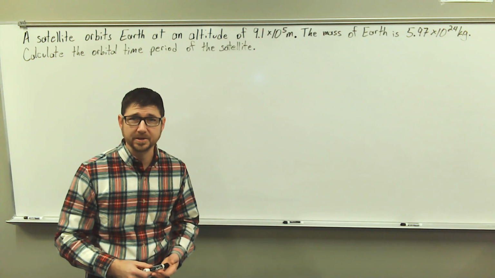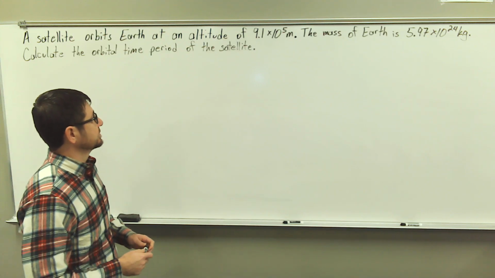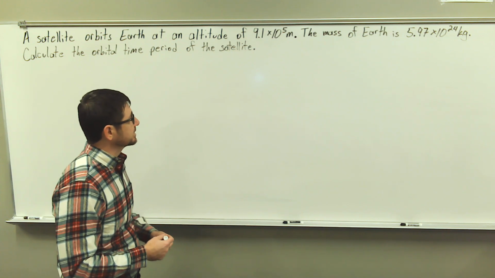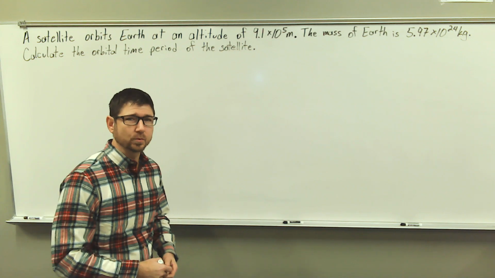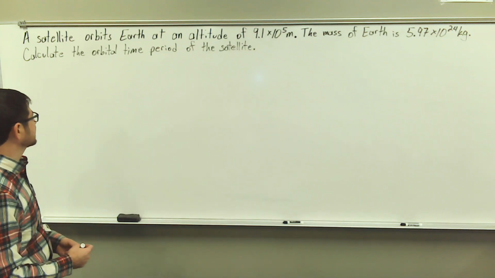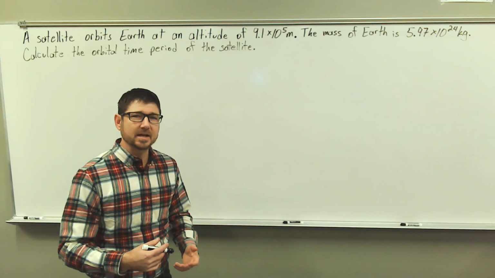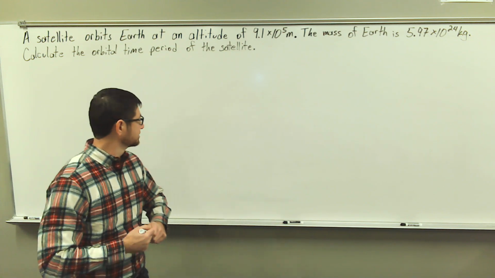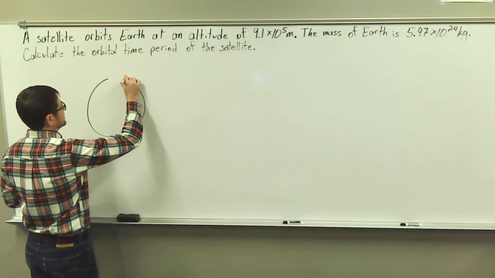So a satellite orbits Earth at an altitude of 9.1 times 10 to the 5th meters. The mass of Earth is 5.97 times 10 to the 24th kilograms. Calculate the orbital time period of the satellite. So let's go ahead and draw a simple picture. So here we have Earth.